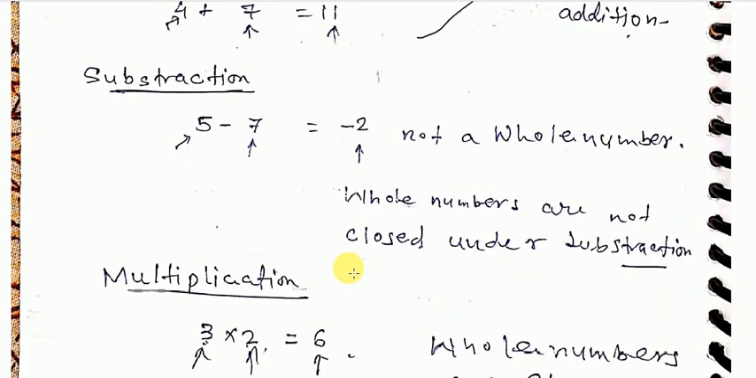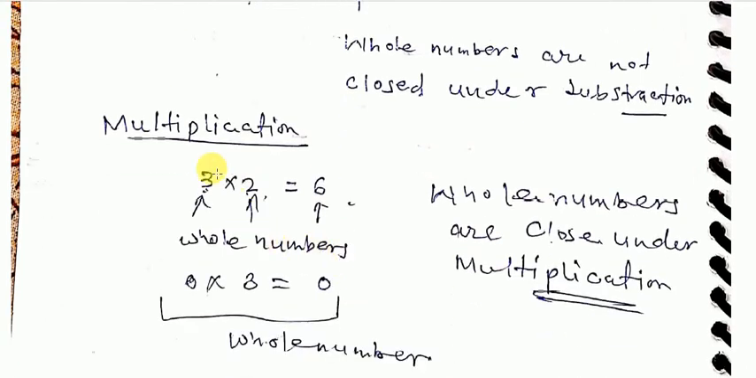Let's check for multiplication. Here 3 and 2 are two whole numbers and their multiplication is equal to 6. So here 3, 2, and 6, all the trio are whole numbers. Similarly, logically we can think for any pair of whole numbers like a and b. If a and b are whole numbers, their multiplication will always be a whole number. So we can say that whole numbers are closed under multiplication.